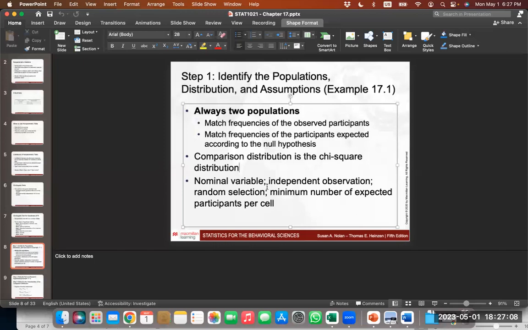You have then the assumptions to be met. So it's just one nominal variable, 2 levels. They're independent observations. This is important. They're meant to be independent from each other so that you don't double count in your contingency table. Then you have random selection, which is likely not the case with your elite youth soccer players. And you have a minimum number of expected participants per cell. There should be no zero in there, and hypothetically, the number of counts should not be less than the number of cells in your table.